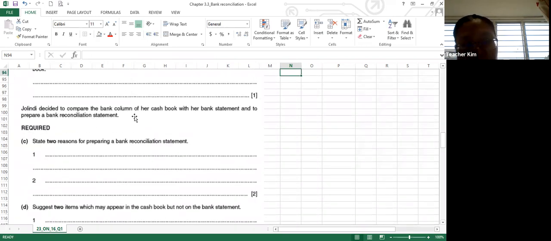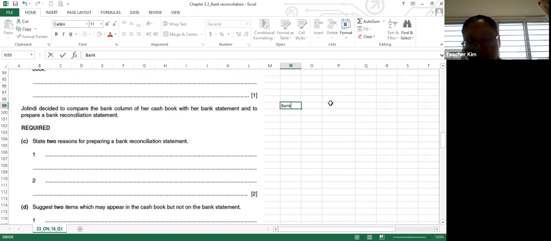Jolindi decides to compare the bank column of her cash book with her bank statement and to prepare a bank reconciliation statement. State 2 reasons for preparing a bank reconciliation statement. What is a bank reconciliation statement? Before we do this, we just do some revision. In the bank reconciliation topic, you learn the bank account, the bank statement, and the bank reconciliation statement. So these are the three terms that we have.